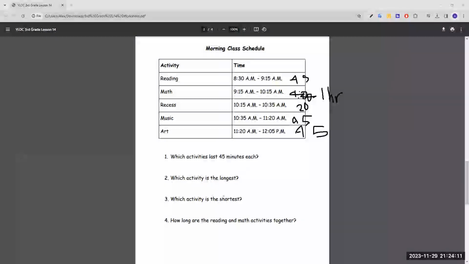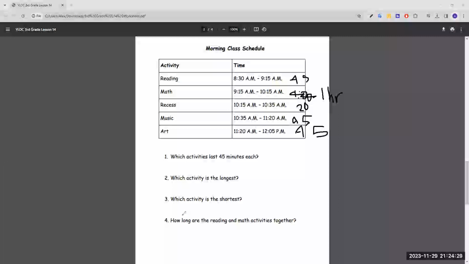Number 3, which activity is the shortest? Again, by using this chart here and looking at the duration of each one, we can see that recess lasts only 20 minutes, which means that one is the shortest.